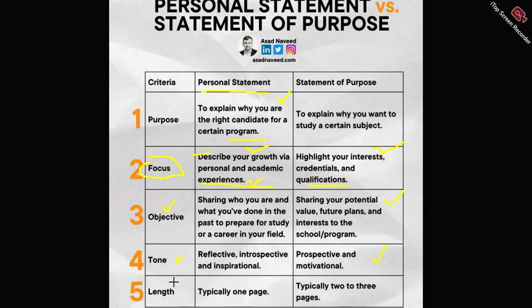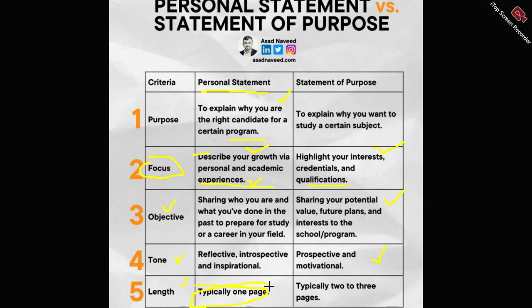And then last but not least, the length. Typically, you write a personal statement for one page, and a statement of purpose can be 2 or 3 pages. Typically, you can write a statement of purpose for one page as well. It depends on the university criteria, for which university and which scholarship you are writing. When you are writing the statement of purpose, they have written clear instructions on their page about what kind of statement of purpose they want.